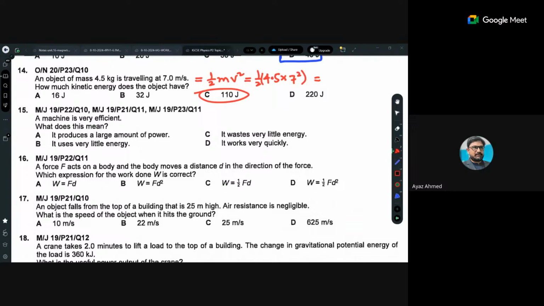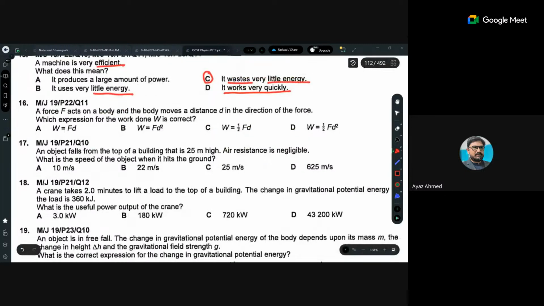Next is question number 15. A machine is very efficient. What does it mean? It produces a large amount of power. It uses very little energy. Sorry, it wastes very little energy. It works very quickly. So which option is correct? Efficiency means efficient, so it wastes less energy. It wastes a very small amount of energy. It uses all what you gave it in a useful output.